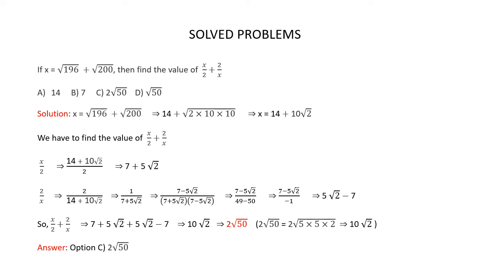10 root 2 is nothing but 2 root 50. How? You can write 50 as 5 multiplied by 5 multiplied by 2. Now you can remove the common factor 5 outside. Then it will be 10 root 2. So 10 root 2 can also be written as 2 root 50. So the correct answer is option C, 2 root 50.